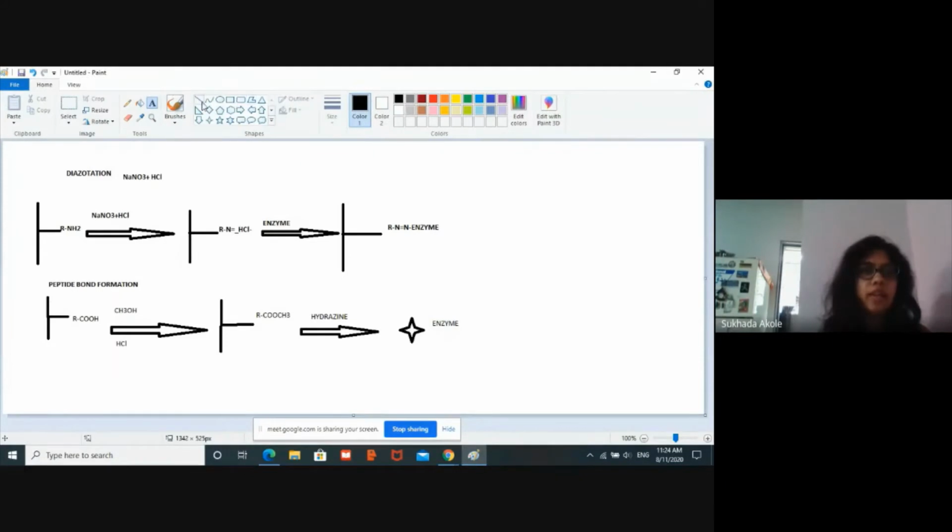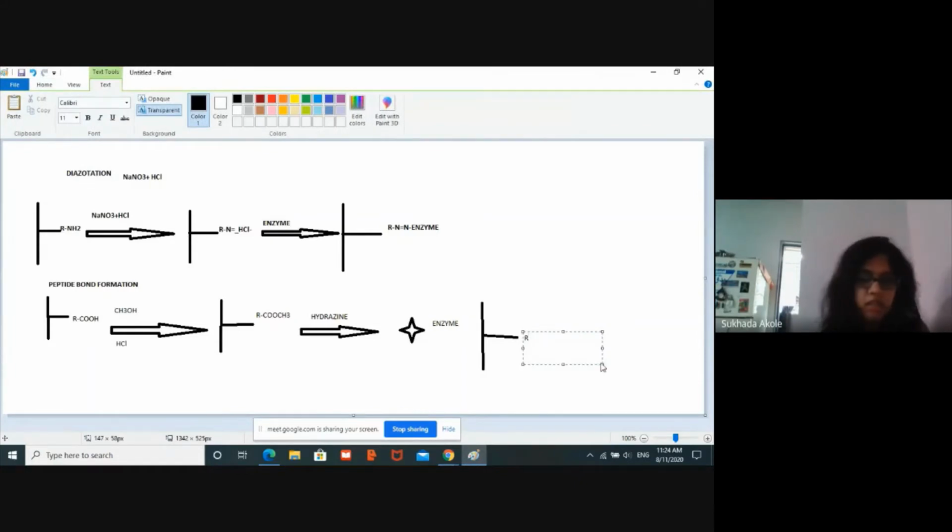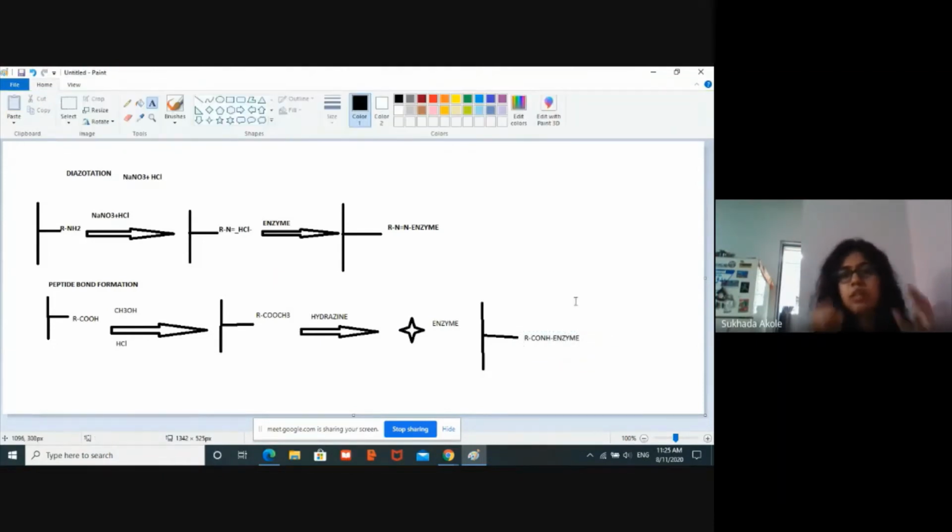What I'm going to get is a structure which looks like this, a straight line, okay, with an R, CONH and then enzyme. Okay, so what we have done in peptide bond formation is this. Please remember, in case of peptide bonds, there has to be a peptide bond, right?